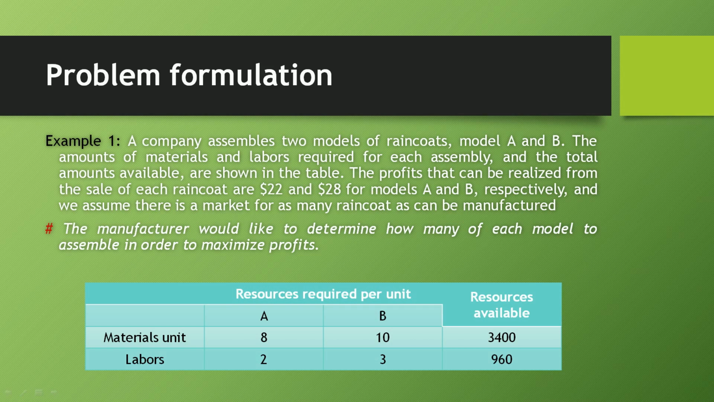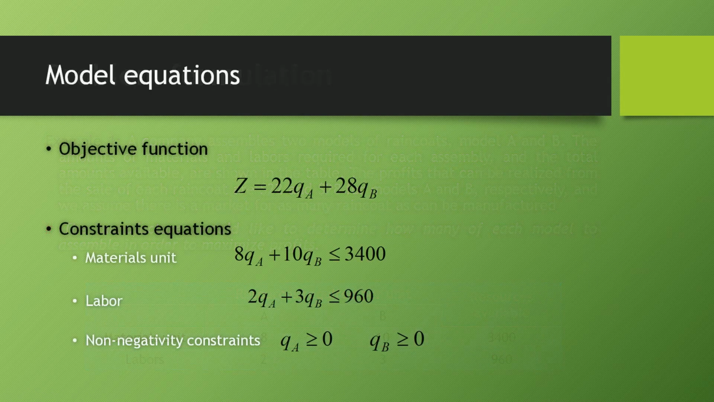Okay, so the profit we obtain after selling model A is $22 and after selling model B is $28. So our objective function will be 22 multiplied by the number of raincoats of model A plus 28 multiplied by the number of raincoats of model B, where QA and QB are the number of raincoats of models A and B respectively. So this is the objective function.